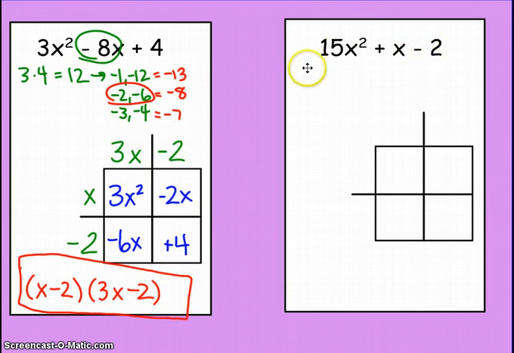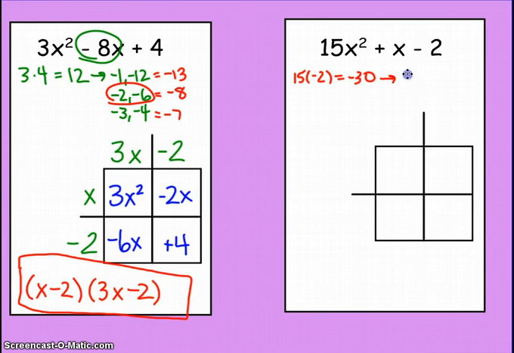Okay, now 15x squared plus 1x minus 2. There's no greatest common factor here, so 15 times negative 2 is negative 30. Now, remember, when I have a number that is negative, the signs are going to be different. In order to multiply to a negative number, the two factor signs must be one positive and one negative.